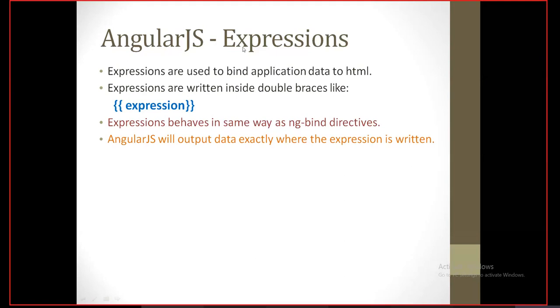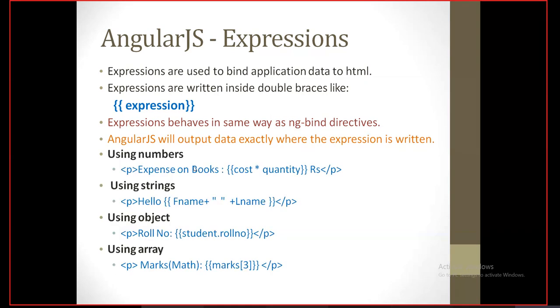So as I told, whenever we have to bind the application data to the HTML, we have two choices. One, we will go for the ngBind attribute, and the other way is to use the expressions, right? So both behave in the same way, and whatever output data we have to display, AngularJS will display that output exactly as written in the expression. It will compute if it is required.